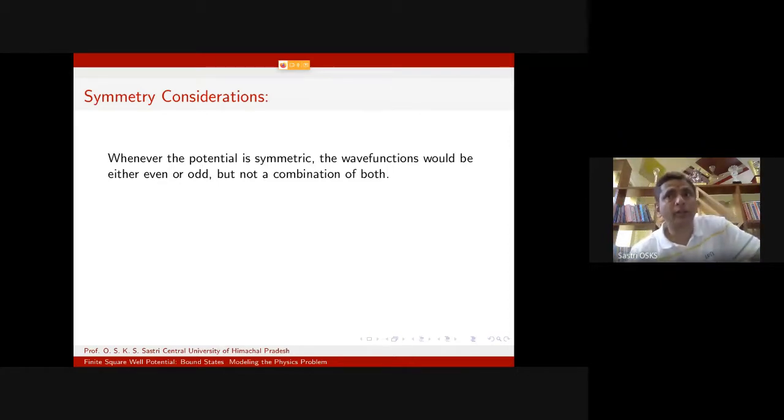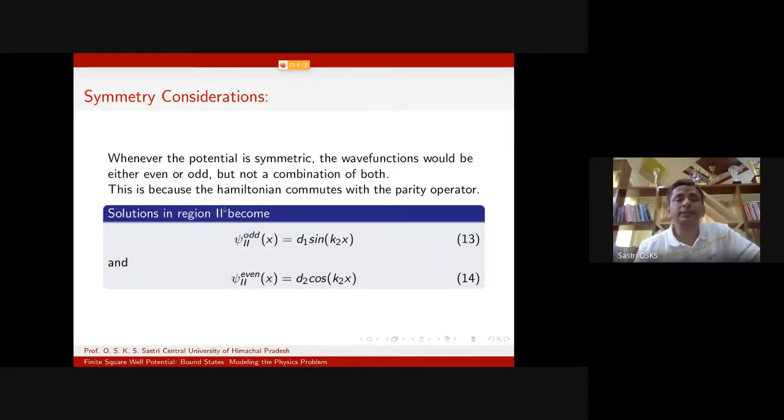So if the parity operator commutes with the Hamiltonian, and that will happen only if the potential is symmetric, in that case the two operators should have simultaneous eigenfunctions. This is a point which should be introduced to the students before we do the finite square well. Then the solution in region 2 will simply be either odd or even, but it cannot be a combination of both. And this makes the entire derivation, that runs for almost 40 minutes in the class, just 2 steps.